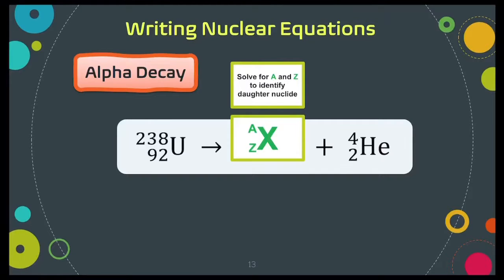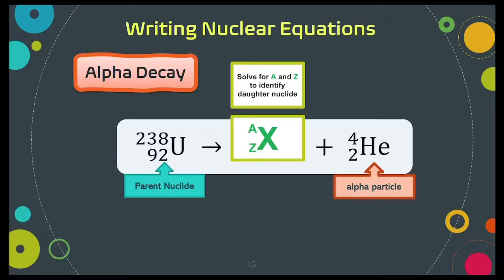Uranium-238, the first isotope, we call that the parent nuclide or the parent isotope. So what's happening in this equation is that uranium-238 is undergoing alpha decay or alpha emission, and it's going to release an alpha particle in that process. So the alpha particle, remember, is the helium nucleus.